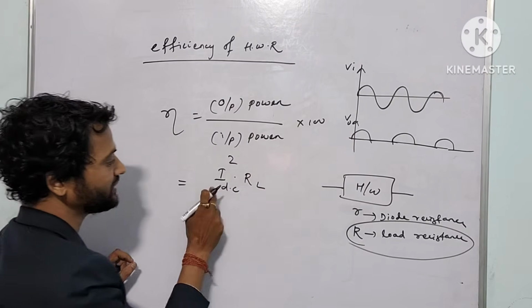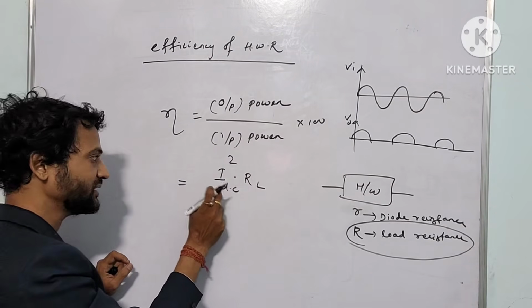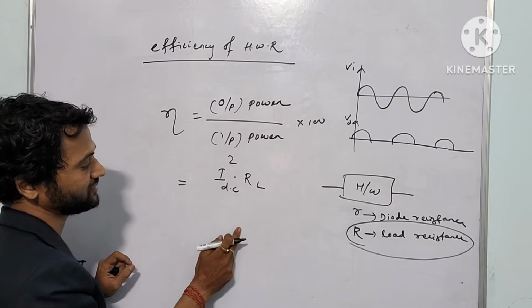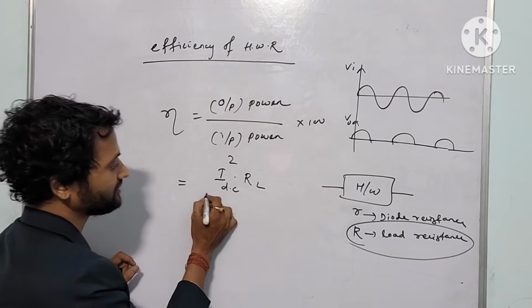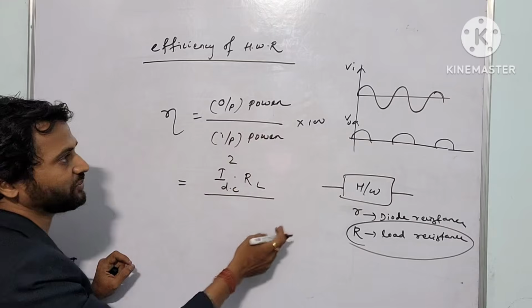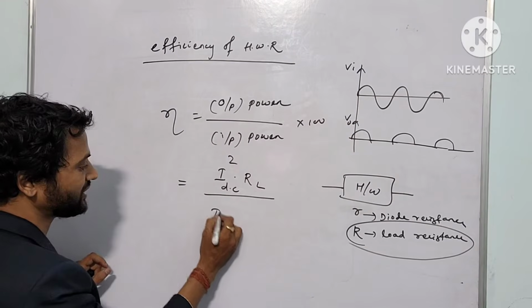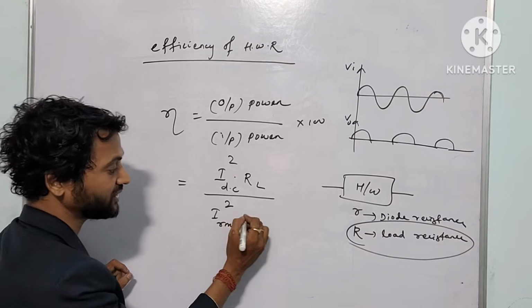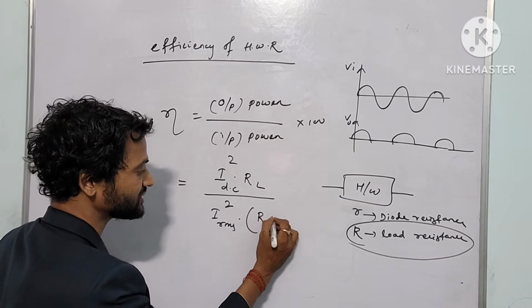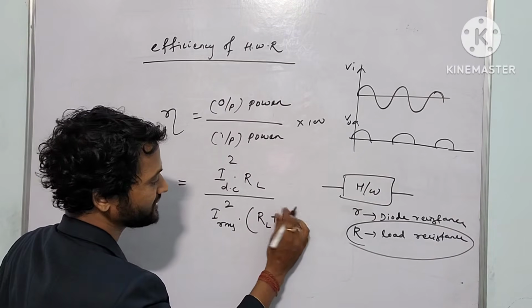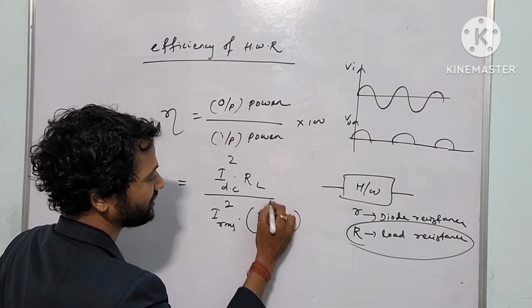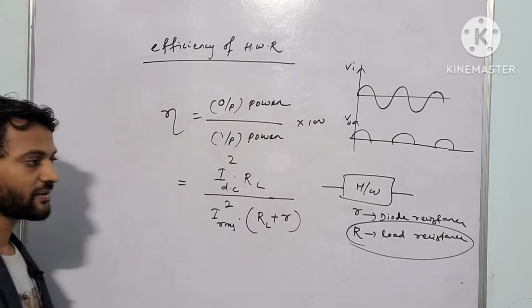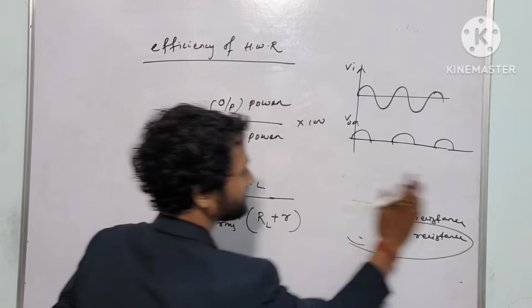Since it is output side, we will be considering I DC square into RL. It is clear? And what is the input power? Input power is nothing but I RMS square, I square into R, but here R is nothing but total resistance, RL plus small diode resistance, as well as your load resistance.